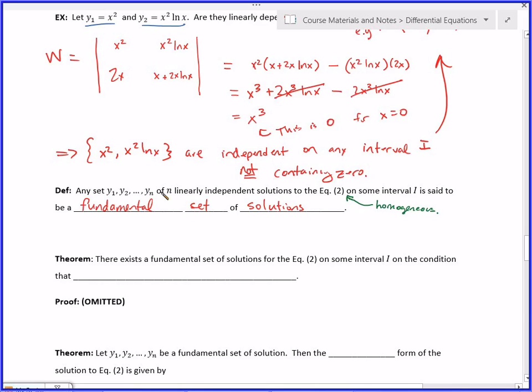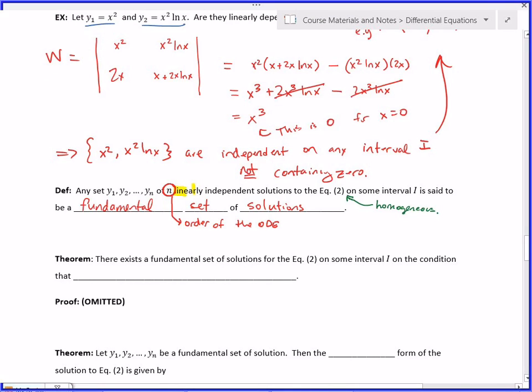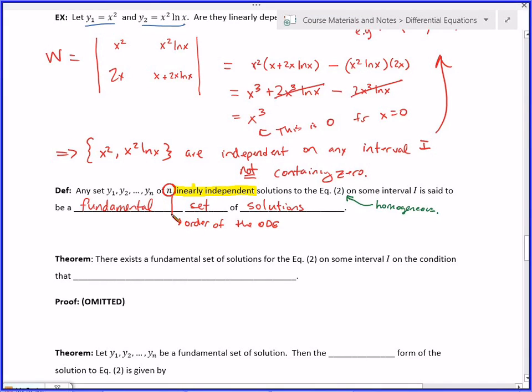Most important thing to recognize is this number here. That corresponds to the order of the ODE. But the other very important part of this definition is these two words right here. You have n of them, where n was the order. So if it was a second order, you'd have to have 2.